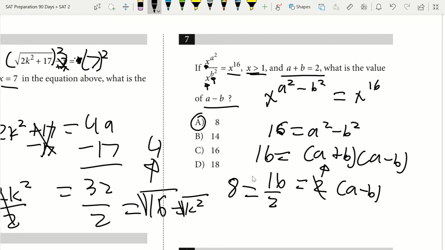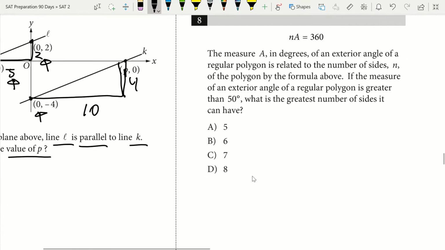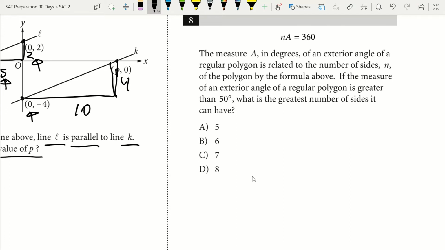All right, number 8. Measure A in degrees of an exterior angle of a regular polygon is related to the number of sides of the polygon by the formula above. If the measure of an exterior angle of a regular polygon is greater than 50 degrees, that means A has got to be 50 degrees or more. What's the greatest number of sides it can have?